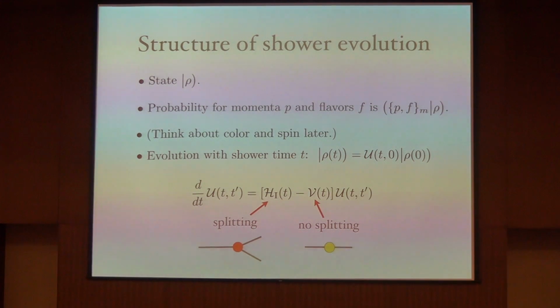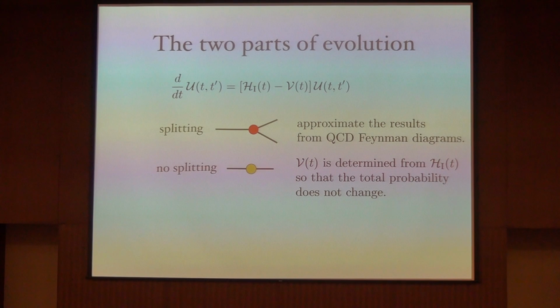It doesn't get to be 2 partons. It gets multiplied by something. Okay, so the splitting function comes from the QCD Feynman diagrams approximated. And the no splitting function is determined from the splitting function in such a way that the total probability that the parton state is still there remains 1. We don't change the probability.